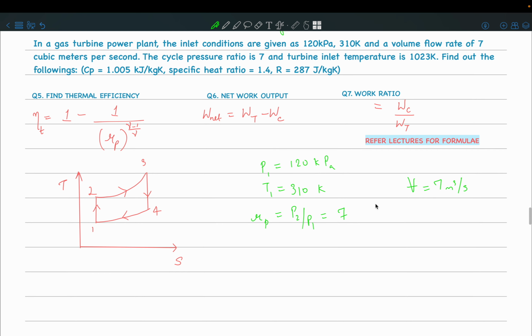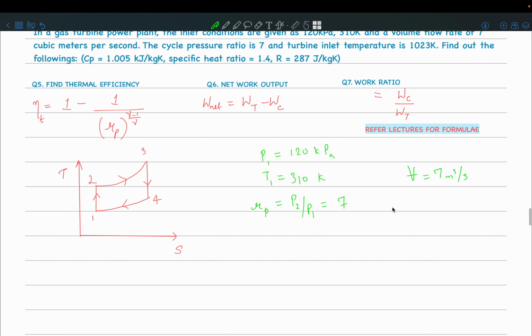Now they have also given turbine inlet temperature. What is turbine inlet temperature? Is it T2, T3, T4? What is it? Yeah, T3. So T3 is given as 1023 Kelvin. Now find out the thermal efficiency, net work output and work ratio.